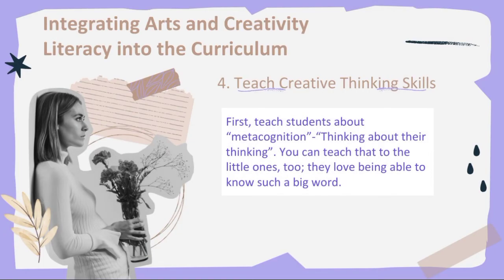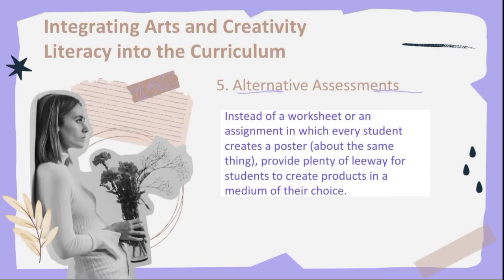Number 4. Teach creative thinking skills. First, teach students about metacognition, thinking about their thinking. You can teach that to the little ones too. They love being able to know such a big word. Number 5. Alternative assessments. Instead of a worksheet or assignment in which every student creates a poster, provide plenty of leeway for students to create products in a medium of their choice.